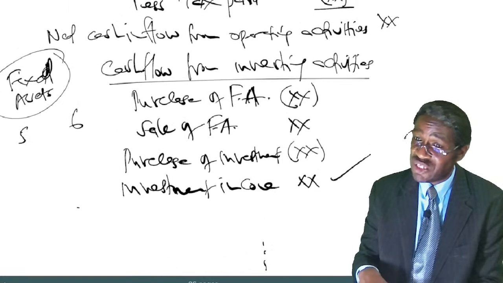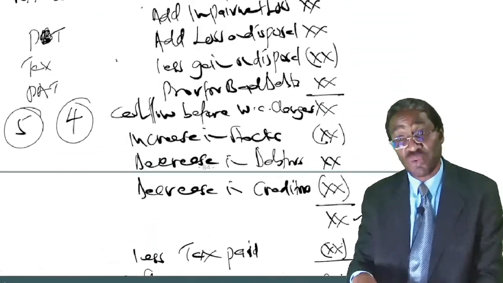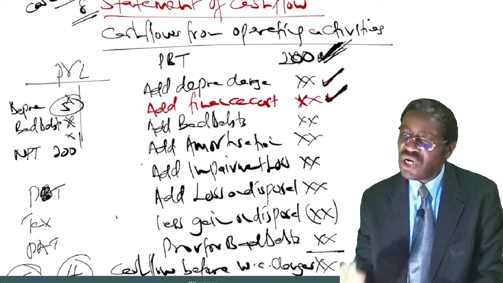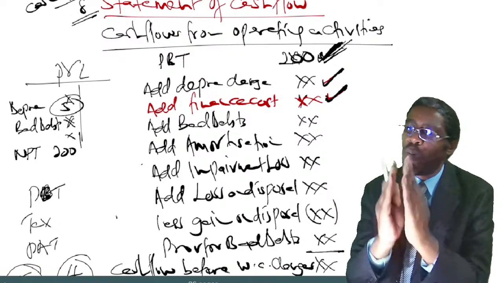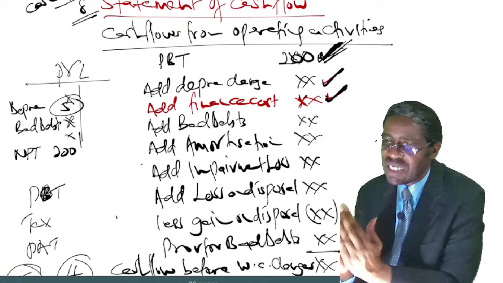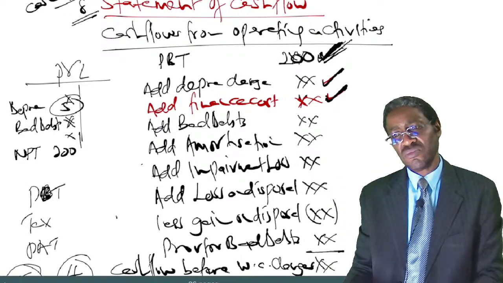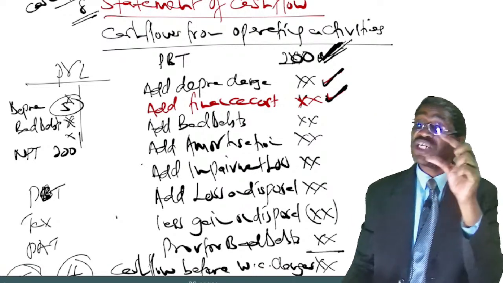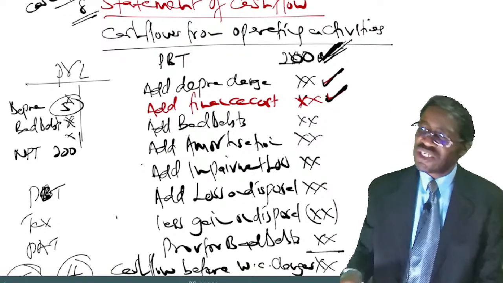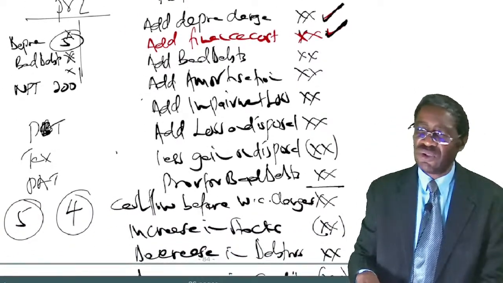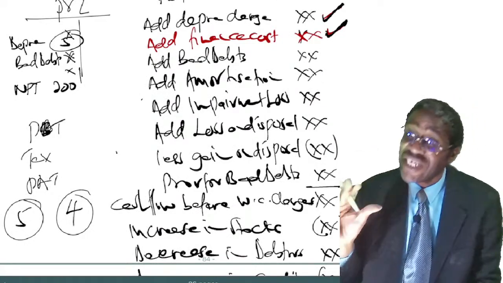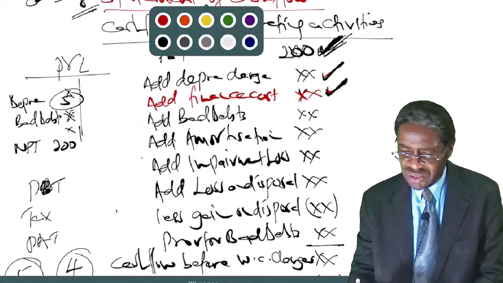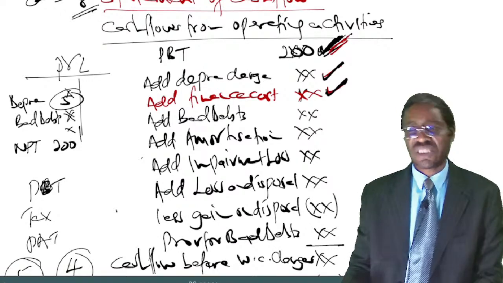that 10 million investment income, you will now have to come here. Don't forget, you are looking for cash flows from operating activities. Is the 10 million an operating activity? No. The 10 million was an investing activity. But what am I looking in the first section of my cash flow? I'm looking for cash flows from operating activity. And to get this 200 million, the company added 10 million.